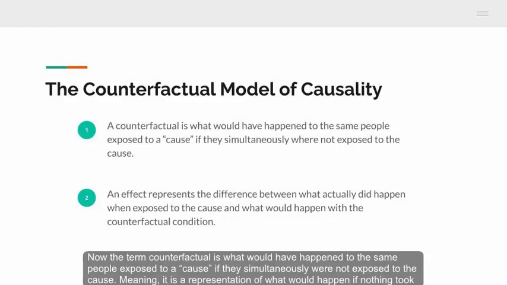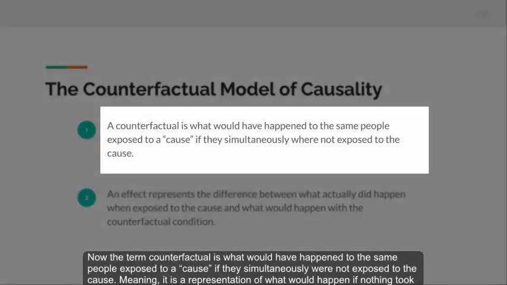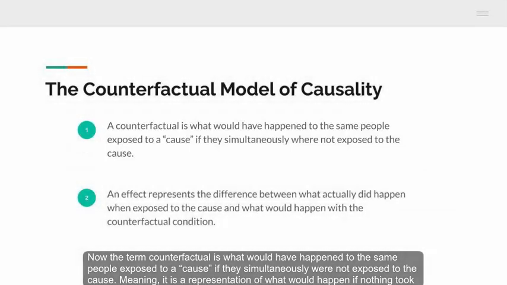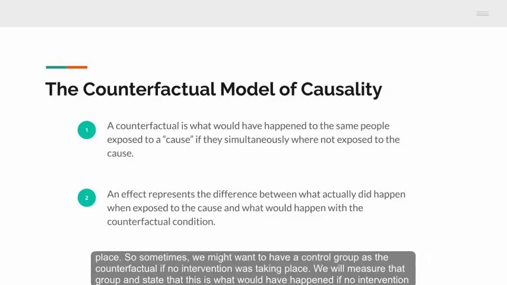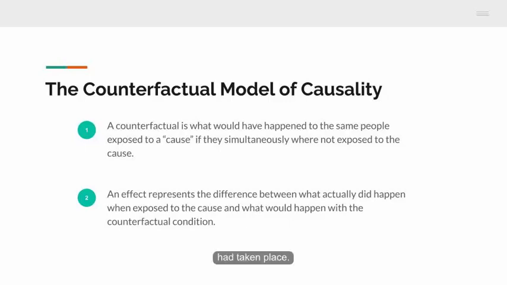Now, the term counterfactual is what would have happened to the same people exposed to a cause if they simultaneously were not exposed to the cause. Meaning, it is a representation of what would happen if nothing took place. So sometimes we might want to have a control group as the counterfactual of no intervention. We will measure that group and state that this is what would have happened if no intervention had taken place.